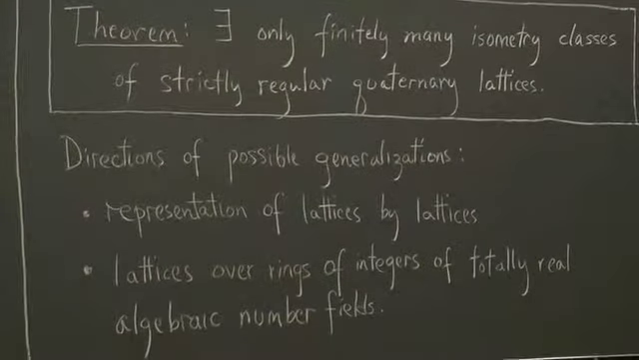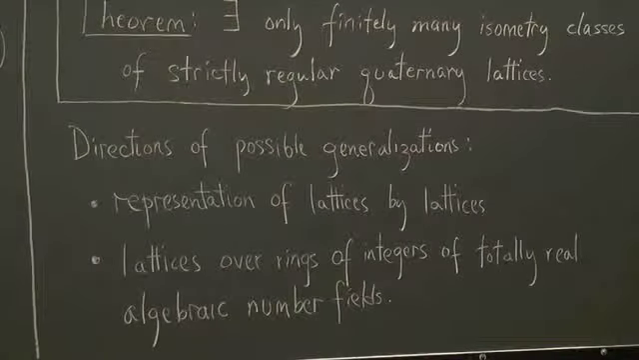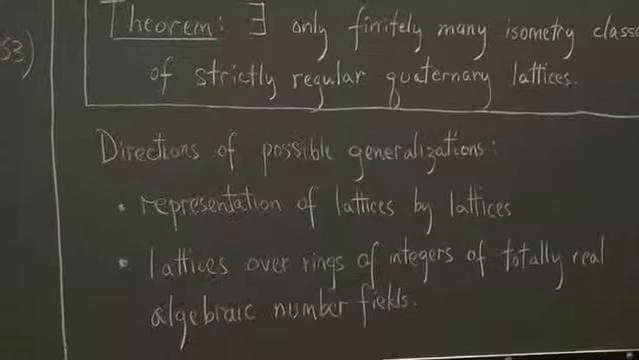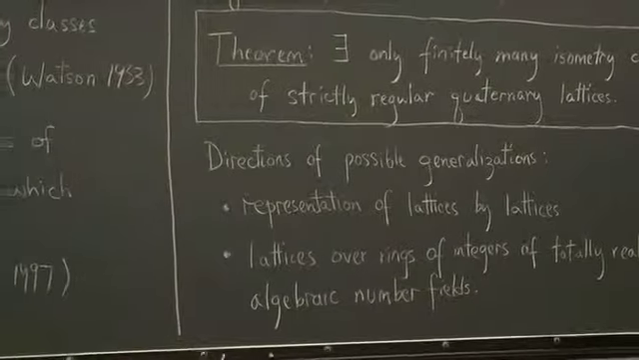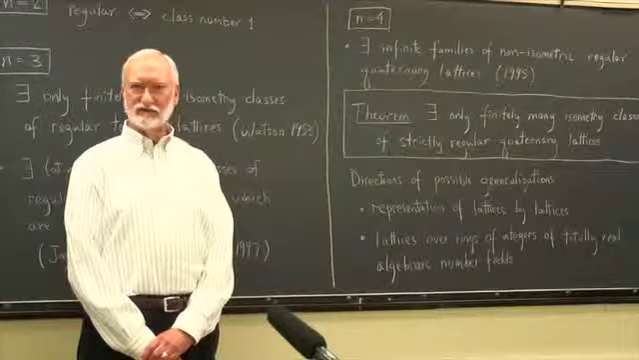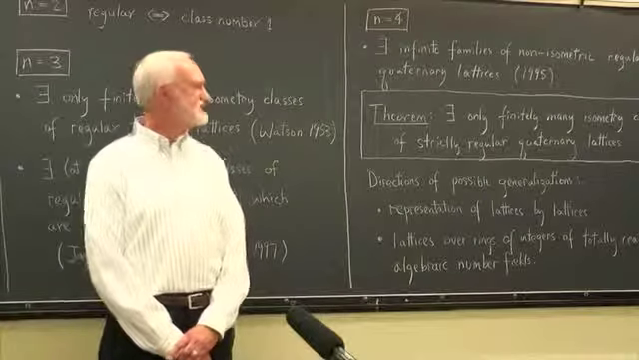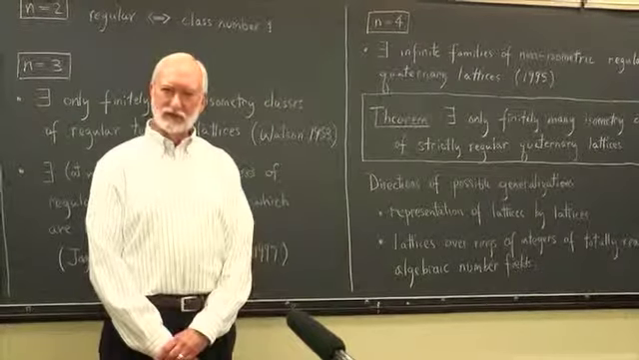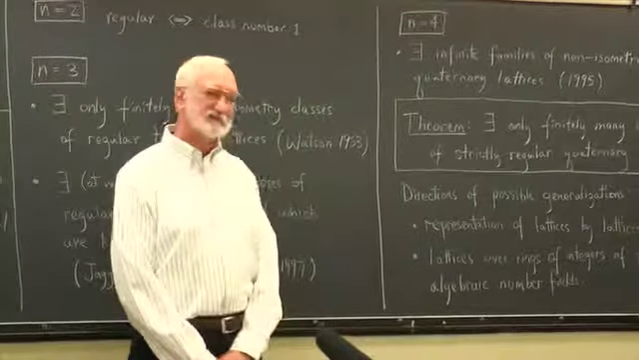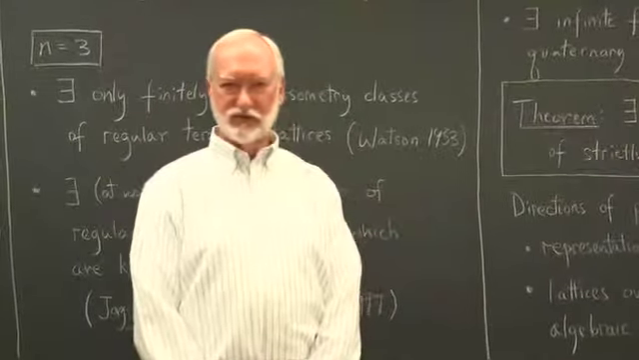As with any finiteness result of this type, it's a natural question to ask whether it's possible to actually enumerate all of these finitely many isometry classes. We've undertaken that project in the special case of diagonal lattices, and we found that in fact there are exactly 96 such isometry classes, and the largest class number occurring among those lattices is 7. The results of those investigations are going to appear in a future paper.